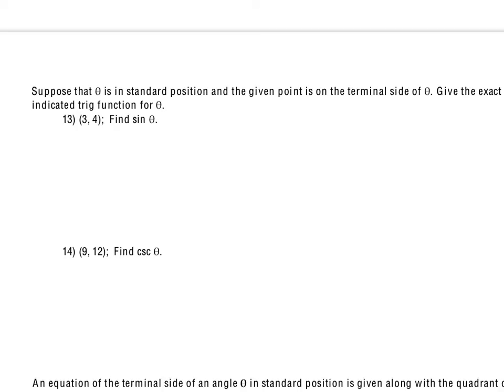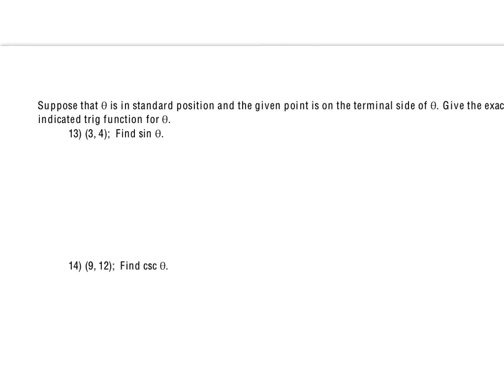All right, so number 13, they tell me the x and y values of a point on the terminal side of an angle. So they give me the 3, 4, they want me to find the sine. So they've told me really x and y. X is 3, y is 4. Now hopefully you recognize that Pythagorean triple. That means that r is 5.